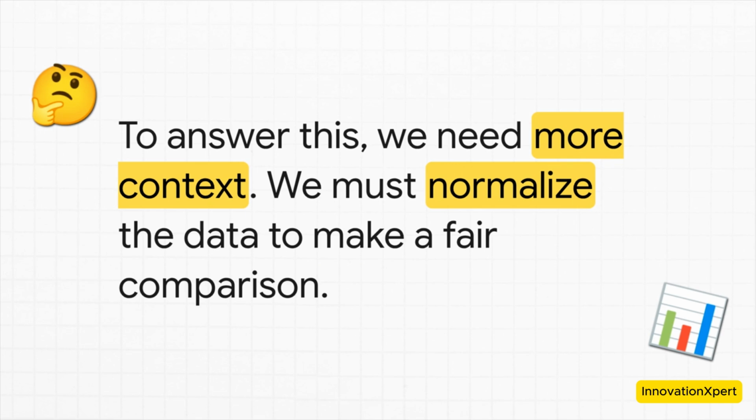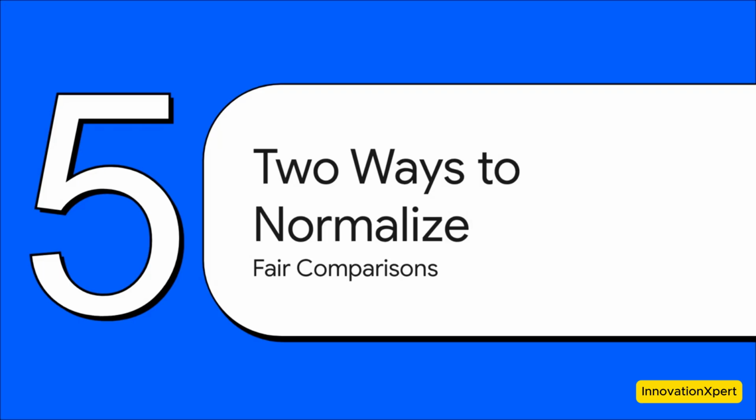What if Team A built a massive 1 million line system and Team B built a tiny little app? All of a sudden, 342 errors might look pretty amazing. To make a fair comparison, we have to normalize the data. So, how do we do that? Well, normalization is just the fancy word for adjusting our raw numbers so we can create a level playing field. And in the software world, there are 2 main ways we do this.